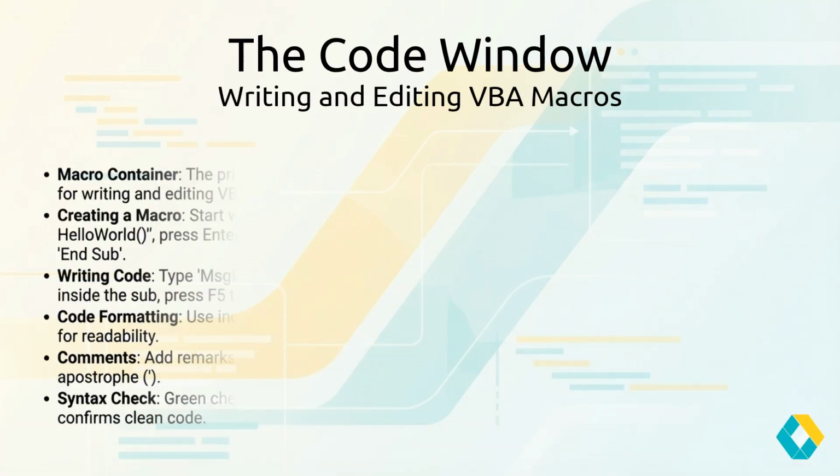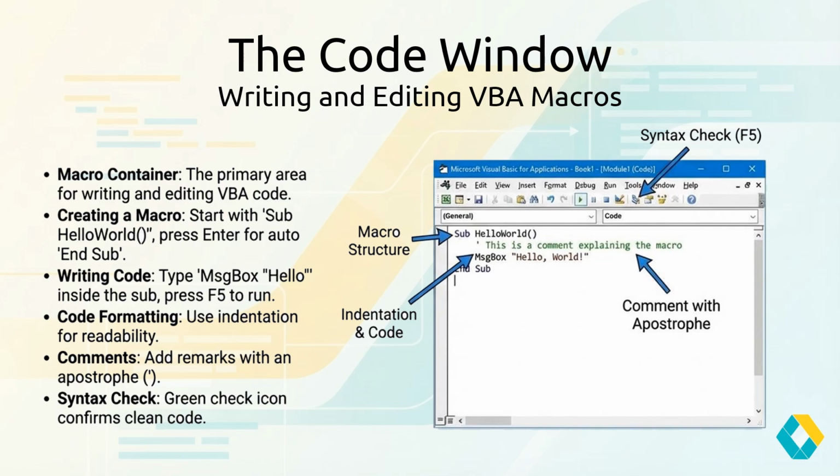The Code window. This is where you write and edit VBA macros. Key points: write macros inside Sub and End Sub. Use MsgBox to display output. Add comments using an apostrophe. Keep code indented for readability. Press F5 to check syntax and run the macro.